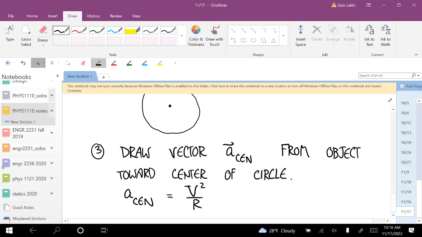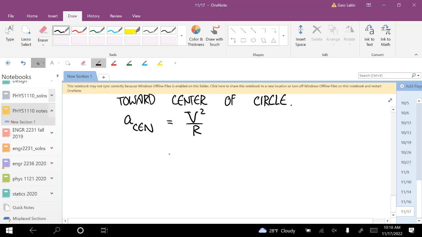So like in that example above, here's your centripetal acceleration vector. The magnitude is v squared over r. If you know v, if you know the speed and the radius of the circle, you can come up with that full centripetal acceleration vector.